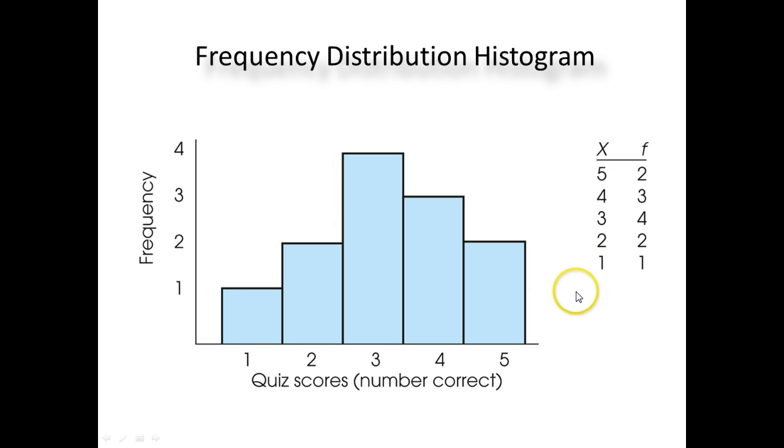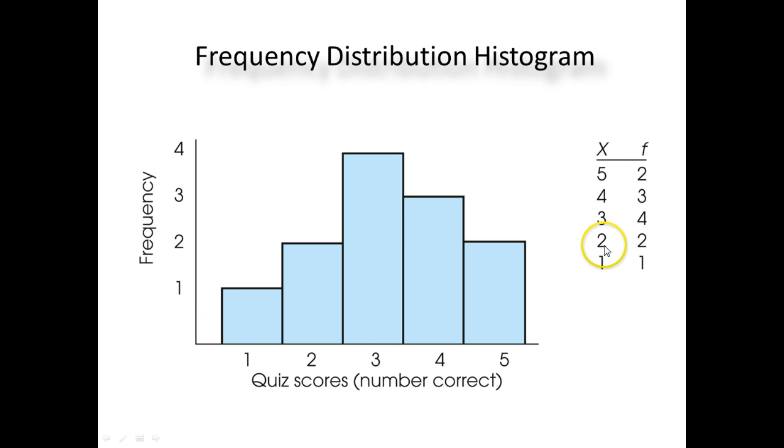Let's assume for a minute that you have a set of scores ranging from 1 to 5, and that you had 2 number 5s, 3 4s, 4 3s, 2 2s, and 1 1. That's a total of 12 scores. You could build a frequency distribution table out of these data, but you could also graph it.